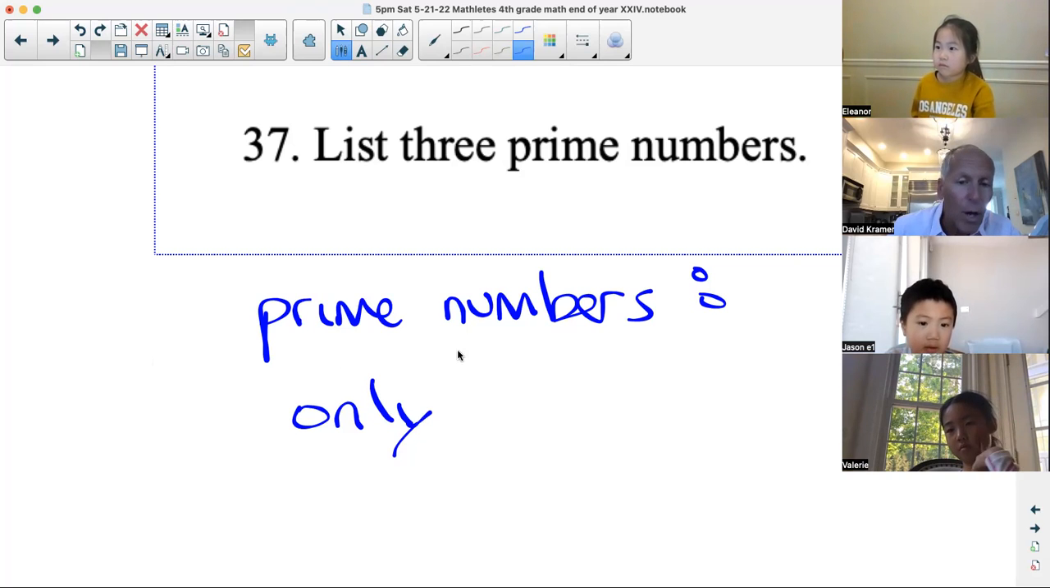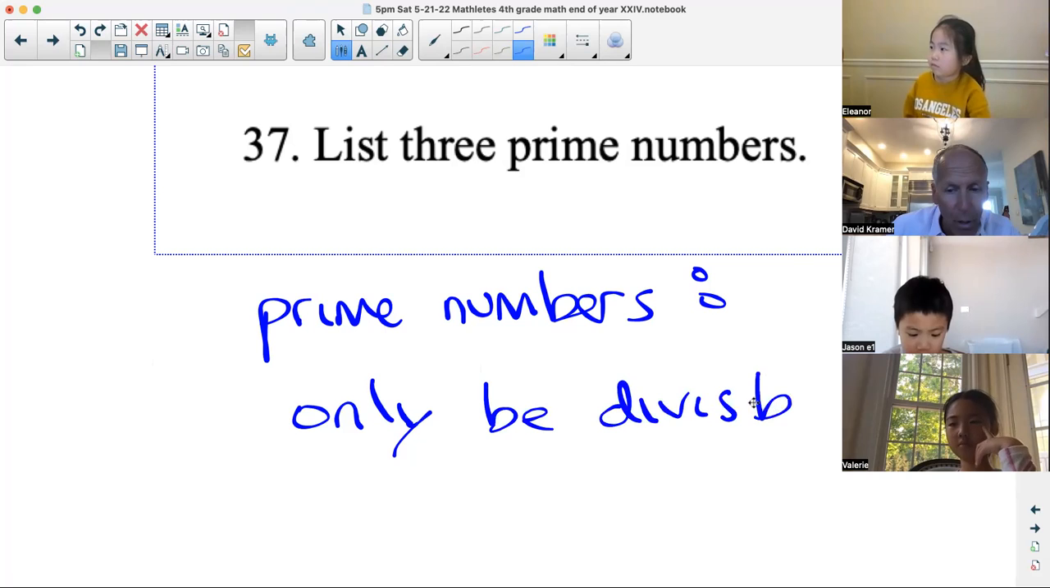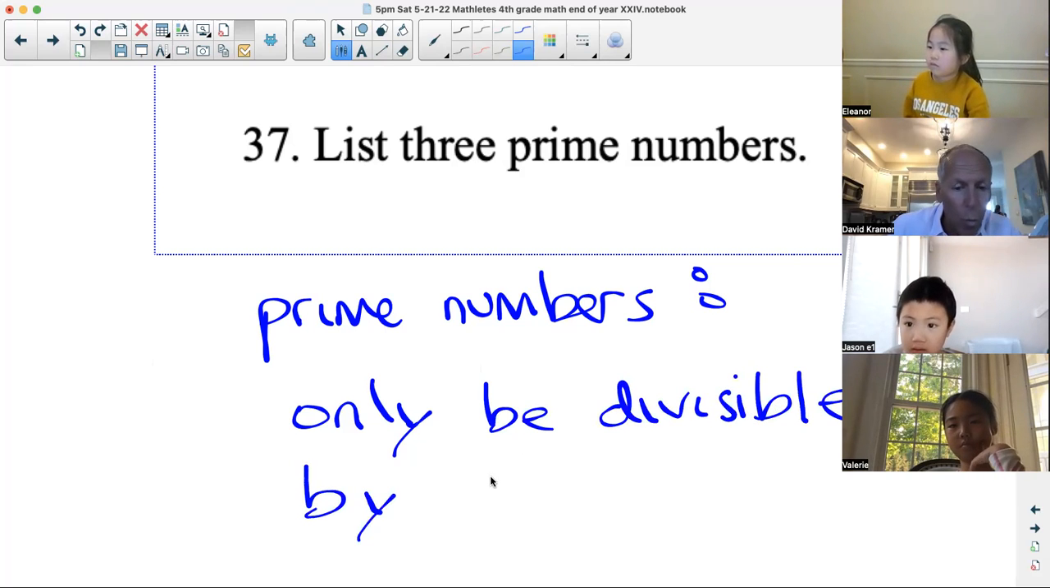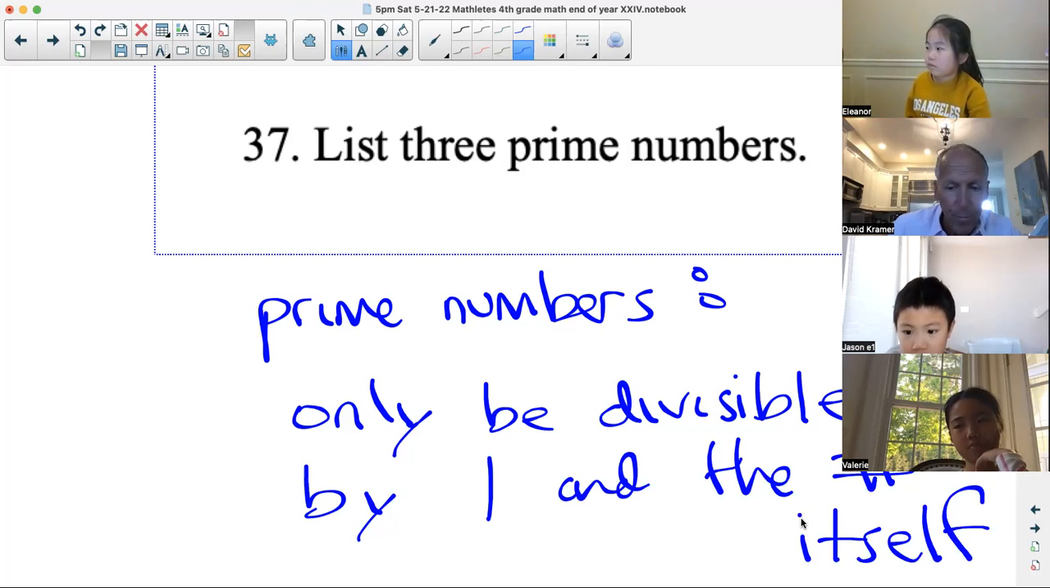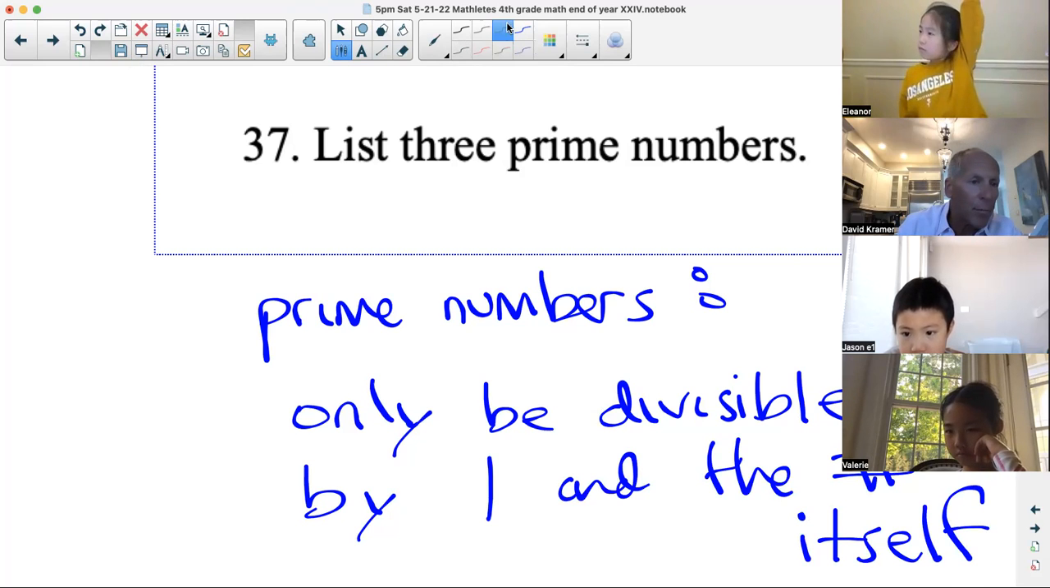Okay, prime numbers, Eleanor, can only be divisible by 1 and the number itself. So who here knows the first prime number, the smallest prime number?